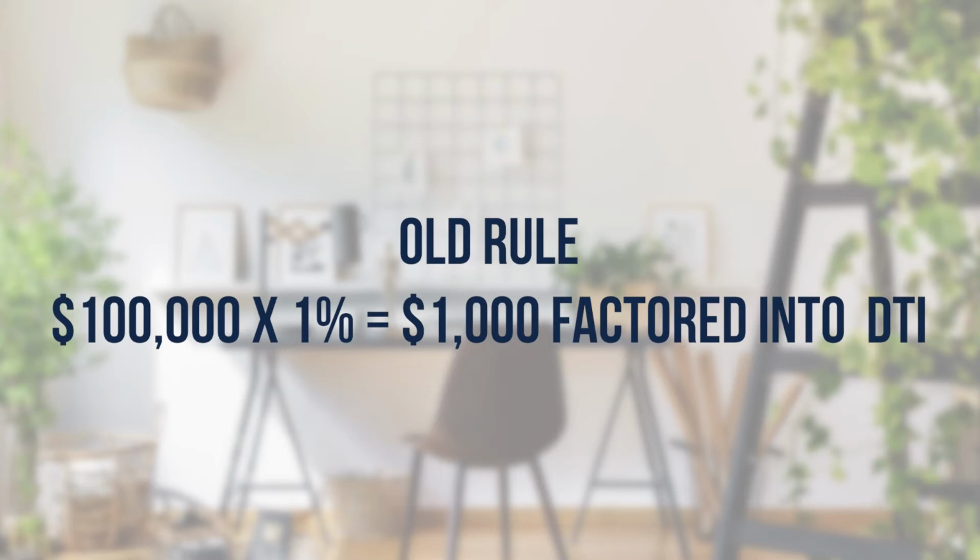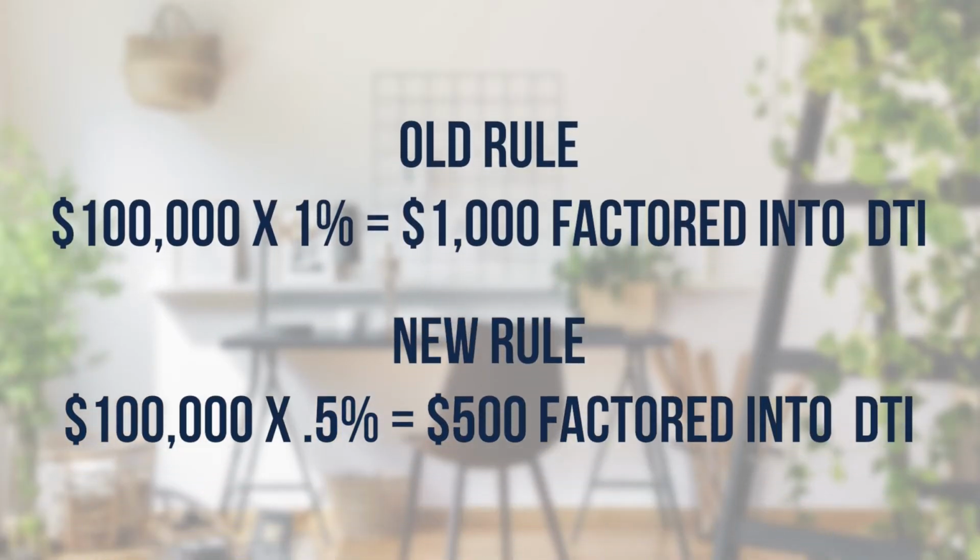Now with this change, that percent drops to 0.5%. So on that same $100,000 loan, now $500 is calculated into the debt to income ratio. Guys, this is a game changer because it will allow people to use FHA loans more often when they do have student loan debt that is deferred.